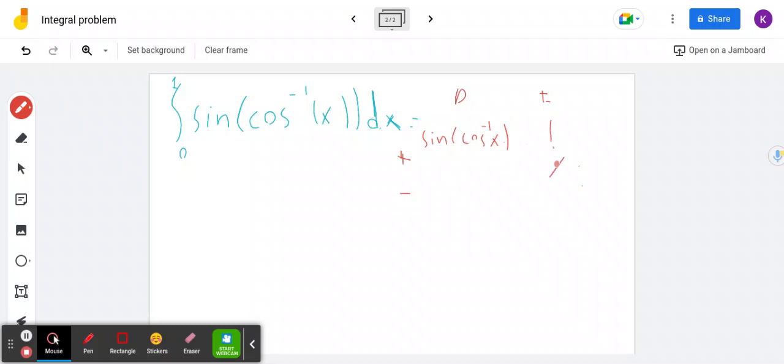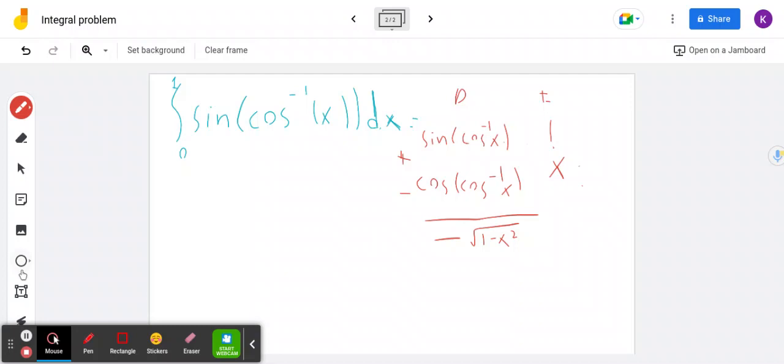Integrating 1, it's x, and differentiating our function, I'm going to use the chain rule. So we get cosine of cosine inverse of x. And then the derivative of the inside is negative 1 over the square root of 1 minus x squared. And so we have to multiply these two and then subtract this.